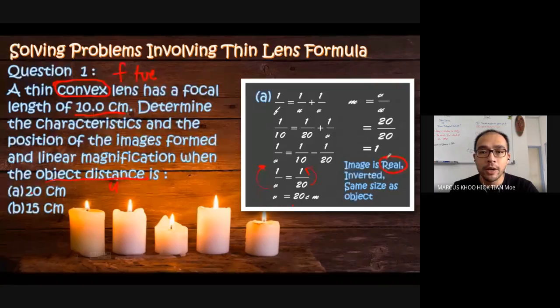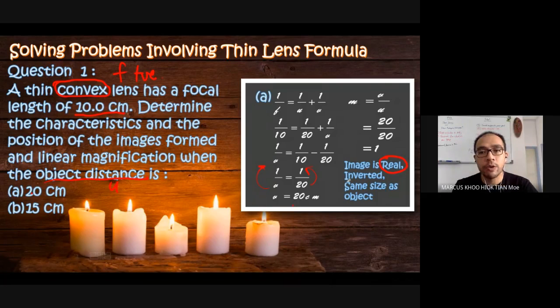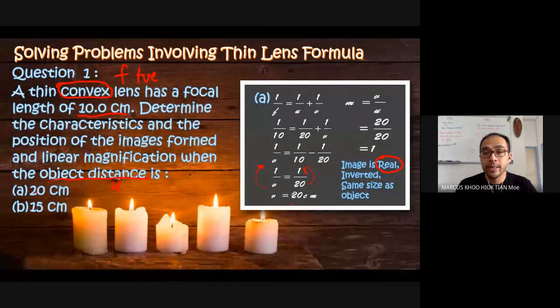Now, if the image is real, you also have to know that it is inverted. This is pretty easy actually because there are only 2 cases. For a convex lens, there are only 2 cases where the image is upright. The image is upright only when U equals F or U is less than F. These are the only 2 cases where the image is upright. Other than that, it's always inverted.